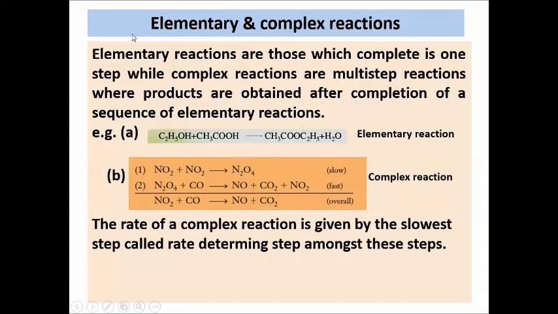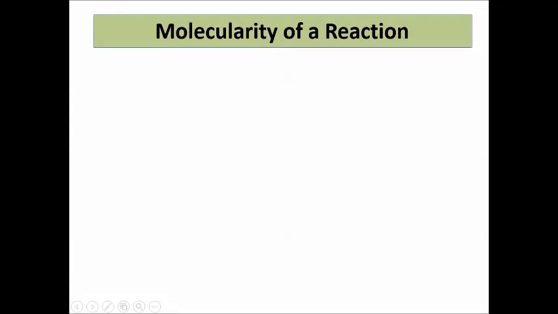That means elementary reactions complete in one step, while a complex reaction takes more than one step to complete the reaction. An example is given: ethyl alcohol plus acetic acid gives ethyl acetate plus water. An ester formation is there, which is an elementary reaction. On the other hand, this complex reaction has two steps, and then we get the overall reaction here. And the rate of a complex reaction is given by the slowest step, which is called the rate determining step among these steps.